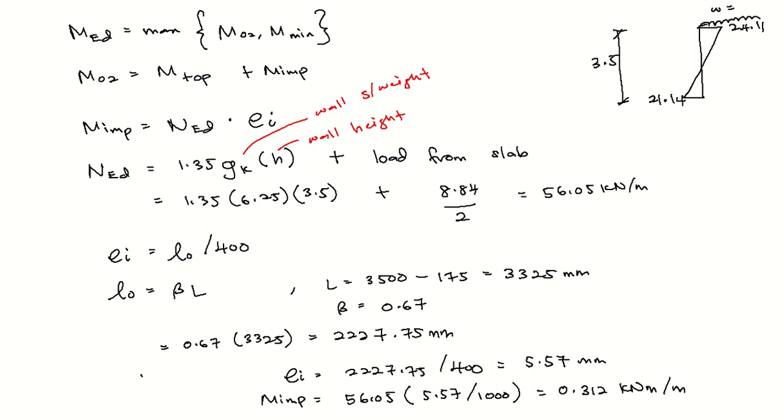So 24.11 plus 0.312, we will get our M02. M02 equals M top plus M imperfection, where M top is 24.11 and your imperfection just now is 0.312. This gives you 24.42 kilonewton meter per meter.